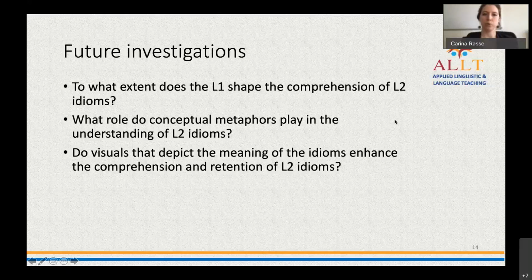Same goes for what role conceptual metaphor plays in the understanding of idioms. Maybe just present idiomatic expressions in different contexts, with an explanation of an underlying conceptual metaphor and without one, and then test which group performs better. And the last one, which I'd like to show, is the role of visuals.